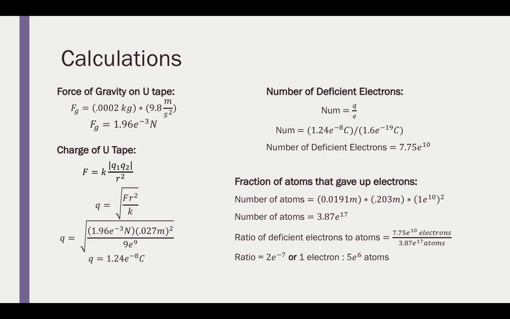Here are my calculations. I started off by determining the force of gravity on one of the tapes. Because there was no movement in the y direction when one of the tapes was floating, I could assume that the entire force of gravity was being offset by the force from the charged tape. So I could use this force of gravity and input that into Coulomb's law. Also, using the assumption that both tapes had the same charge, I could turn Q1 and Q2 into Q squared, and then after rearranging Coulomb's law, I could solve for Q. I then used this value of Q to solve for the number of deficient electrons, and then using that value, I could solve for the fraction of atoms that gave up electrons.